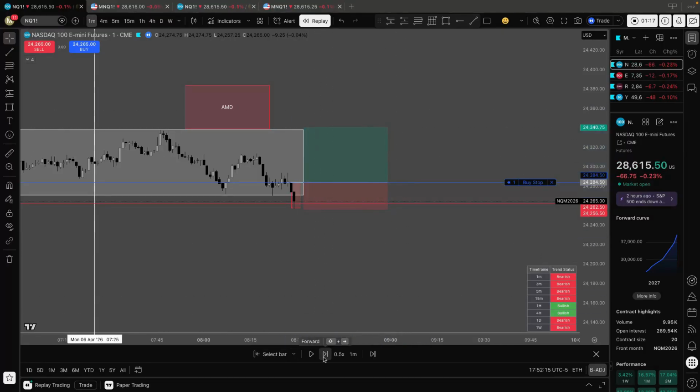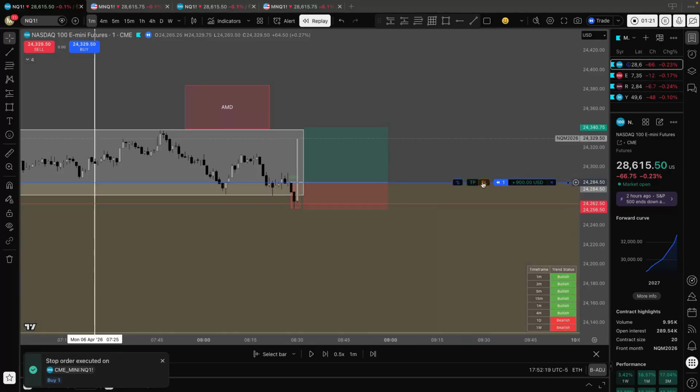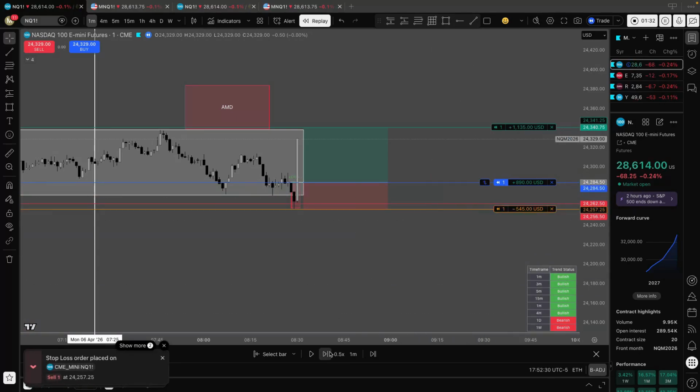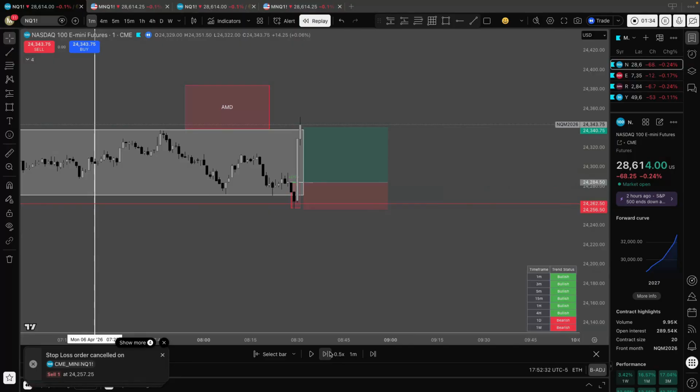All right, let's see how this plays out. That was quick. I'm doing this on paper trade, so I have to set it manually. And do we get cashed out right here? We did.